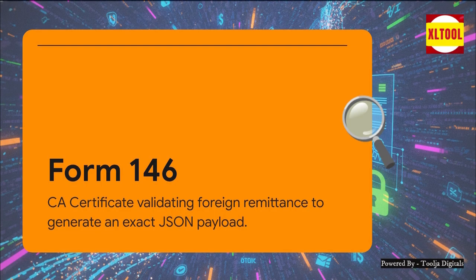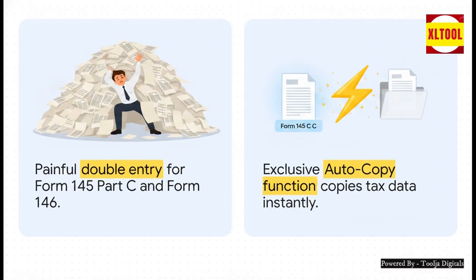Starting with Form 146. Now, if you've been in the game for a while, you probably remember this as the good old Form 15CB. It's that critical CA certificate that requires incredibly detailed inputs from the chartered accountant just to validate the exact nature of a foreign remittance. And the brilliance of this utility is how it flawlessly captures everything. This utility introduces an exclusive one-click auto copy feature. Basically, once you fill out Form 146 in the Excel tool, you simply click a button and it instantly copies all the relevant CA, tax, and remitter data directly into Part C.